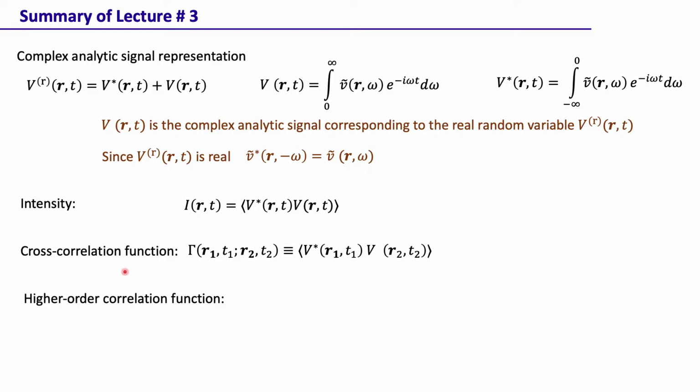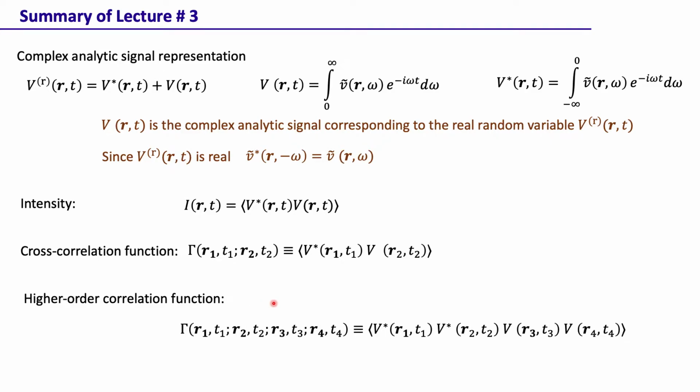Then of course we can also have higher order correlation functions. This one is the fourth order correlation function, where we have the correlation between field points at r1 t1, r2 t2, r3 t3 and r4 t4. Again, as I said, in the context of classical theory we won't be discussing it, but when we talk about quantum fields, two particle quantum fields, then we will discuss this in quite some detail.